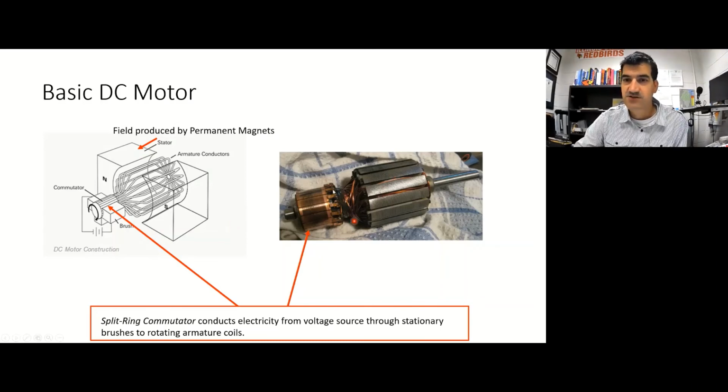And here's a picture of the rotor of a DC motor. Split ring commutator right here, you can see all the individual segments. And then here is the armature with all the coils of wire on it.